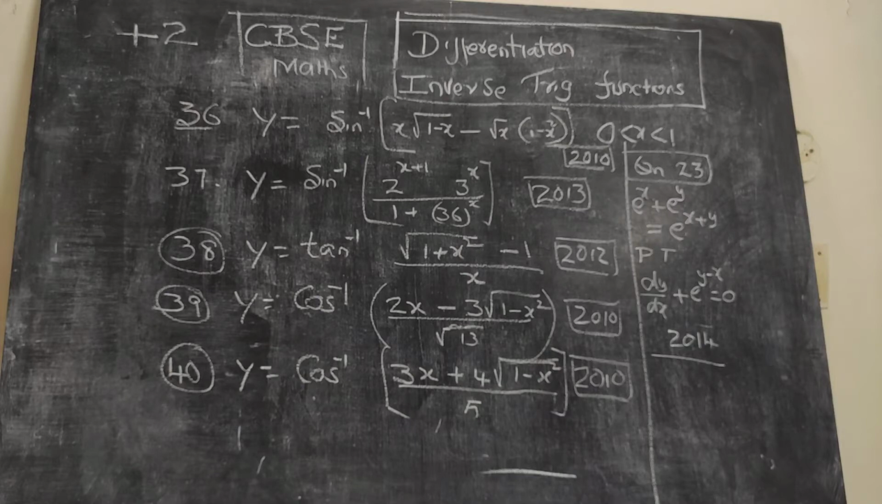Y equal to sine inverse of x into root 1 minus x minus root x into 1 minus x square. Next problem. Question number 37, y equal to sine inverse of 2 power of x plus 1 into 3 power of x divided by 1 plus 36 power x. This is also a very good problem. Y equal to tan inverse of root 1 by 1 plus x square minus 1 by x, and y equal to cos inverse 2x minus 3 into root of 1 minus x square by root 13. And similarly, y is equal to cos inverse of 3x plus 4 times of root 1 minus x square by 5. Already we have done this model.